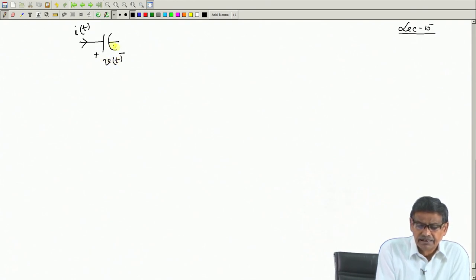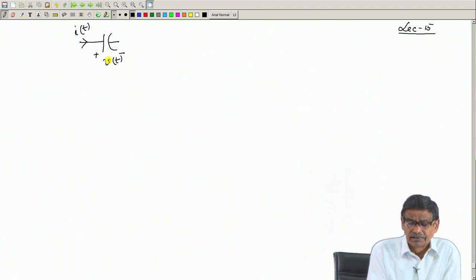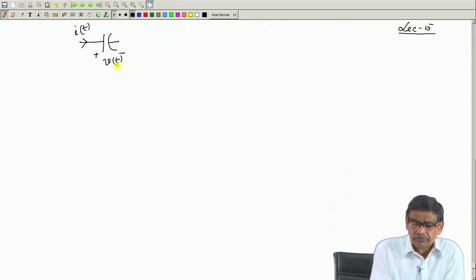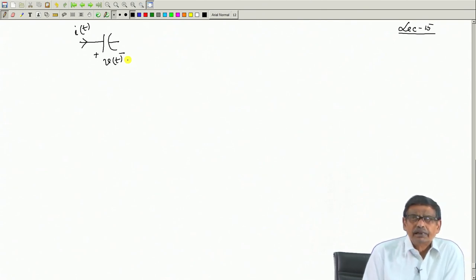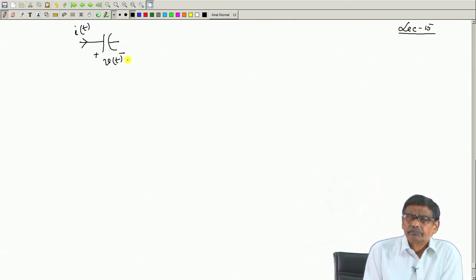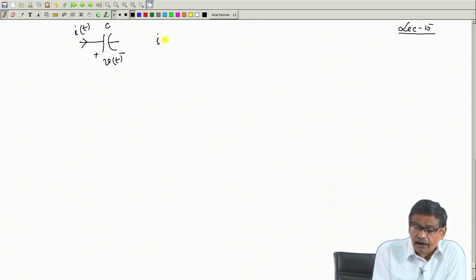I am writing Vt here because no other elements are present. Generally in a circuit, if other elements are present, I will write Vct to indicate capacitor voltage. Anyway, this is the voltage across the plate of the capacitor. We will not be writing it down in terms of Q, and this is the capacitance. If that be the case, then I equals C dV/dt, that will always be true.